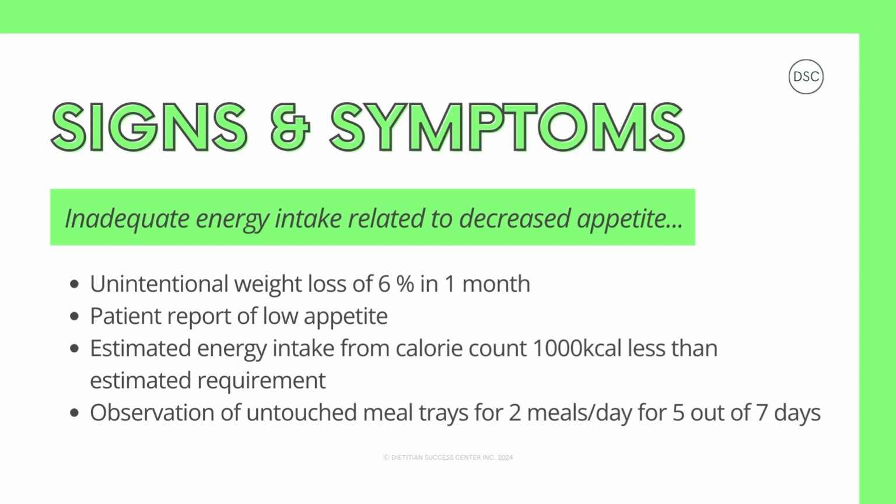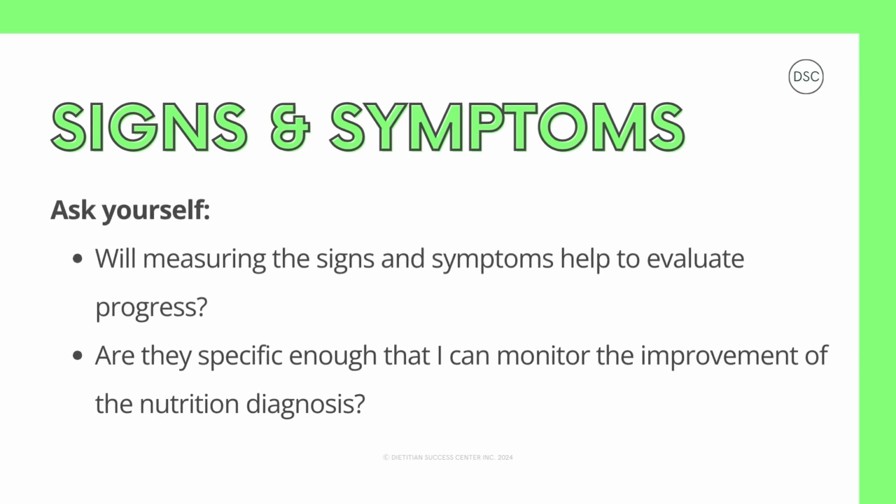So, our signs and symptoms here are specific. They come from our assessment and they help to provide evidence for our problem and etiology. Also, they can be monitored to observe the effectiveness of our intervention. Check your PES statement signs and symptoms by asking yourself the following questions. Will measuring the signs and symptoms help to evaluate progress? Are they specific enough that I can monitor the improvement of the nutrition diagnosis?